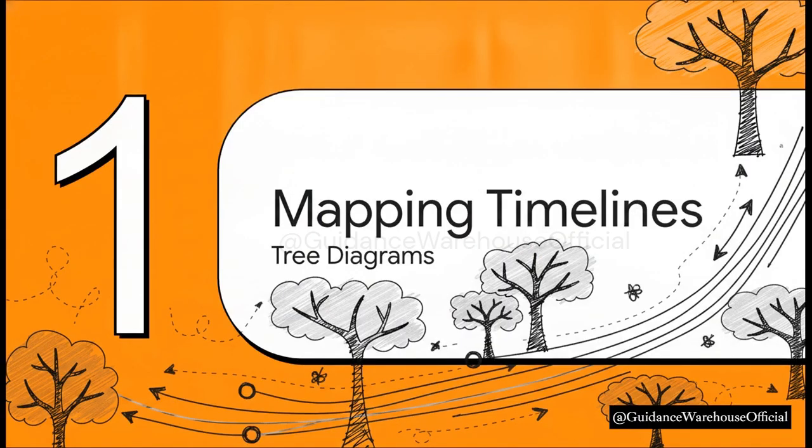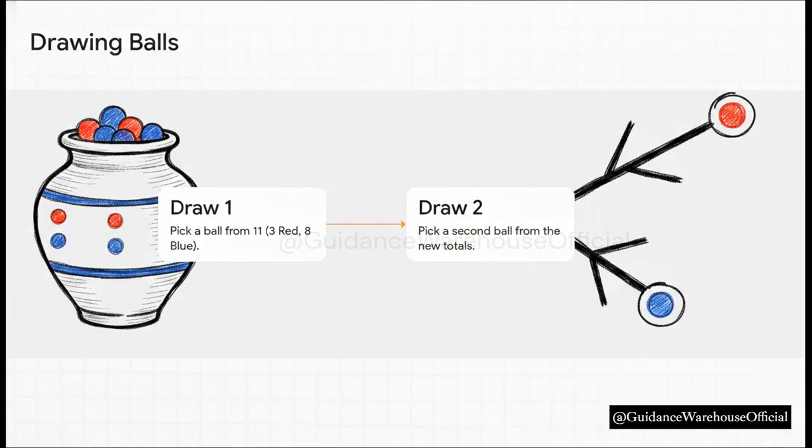All right, mapping timelines. Let's look at our first tool, the tree diagram. Think of a classic example. You have a bucket containing 11 balls, 3 red, 8 blue. Every single time you reach in and draw a ball, reality basically splits into distinct branches of possibilities. Your first draw creates 2 main branches, red or blue. Then when you go in for your second draw, those timelines split again. You map out step 1, and then map step 2 branching right off of it. It literally ends up looking like the branches of a tree growing across your paper.